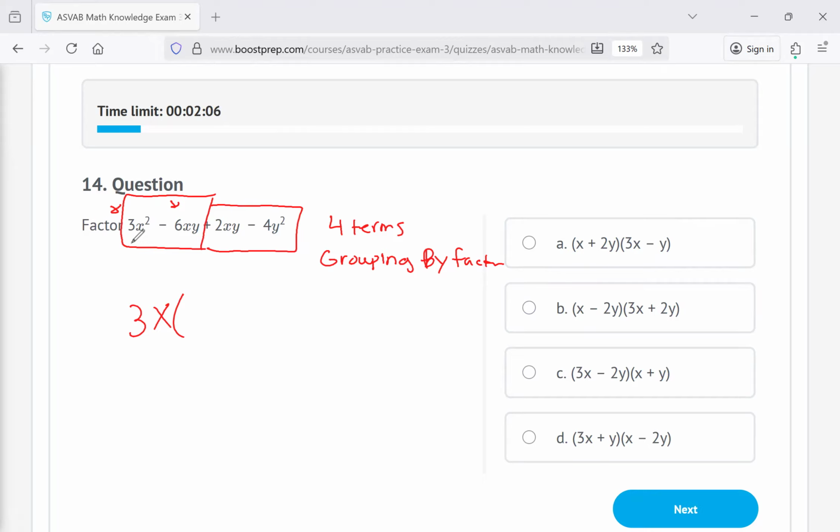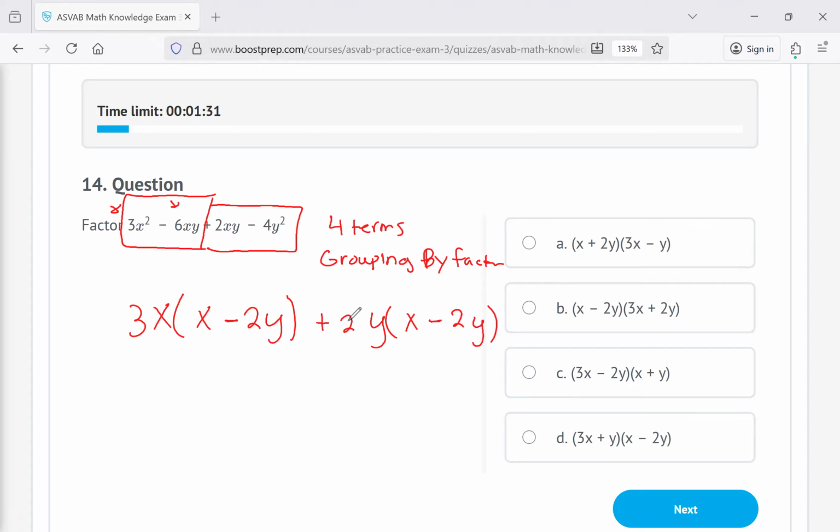Then because we can't change this problem, what do we have to multiply 3x by to get 3x squared? You're going to need an x, and then you're going to need a minus 2y, right? Now do the second term. 2xy minus 4y squared. We could take out a y because they both have y's. We can't take out any x because this doesn't have an x. And then between the constants 2 and 4, you can take out a 2. So that's going to be 2y times (x minus 2y).